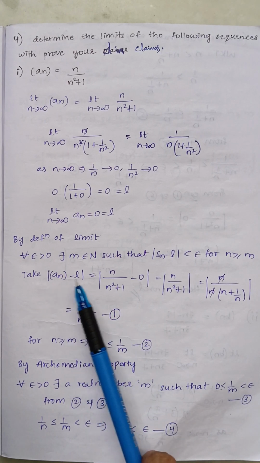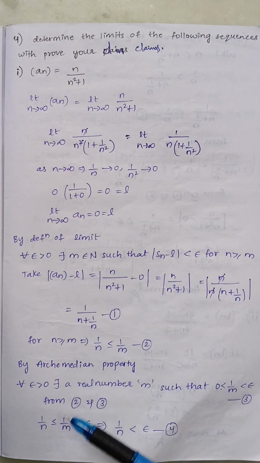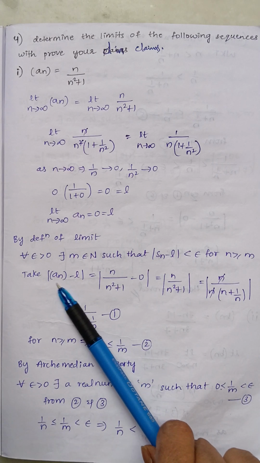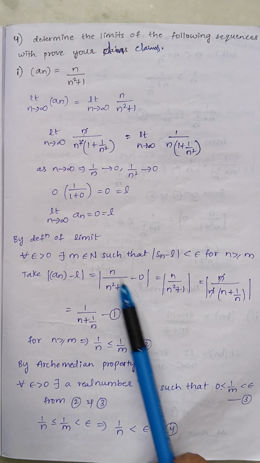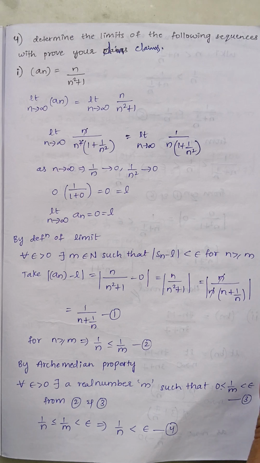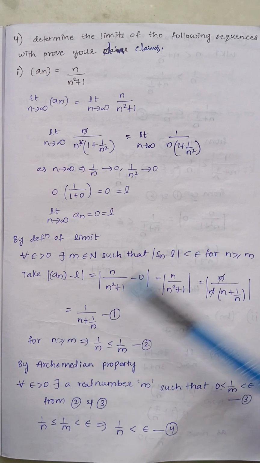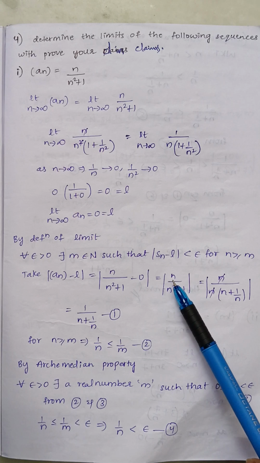Now what is the process? For every problem we have the same process, only the sequence is different. Substitute An here, minus L, and what is the L value here? 0, substitute here. Then this minus 0 is nothing but this. And what is the first step? The numerator should be independent of n. So in the numerator, n should not be there. So what we need to do is eliminate n by taking the common factor.